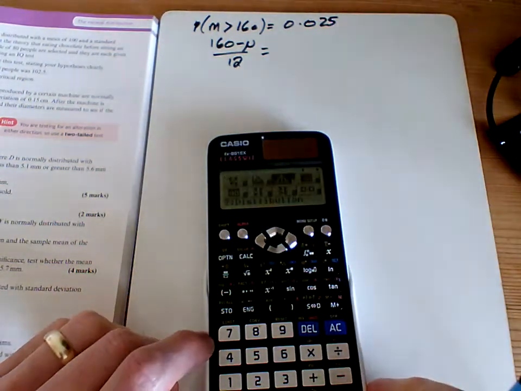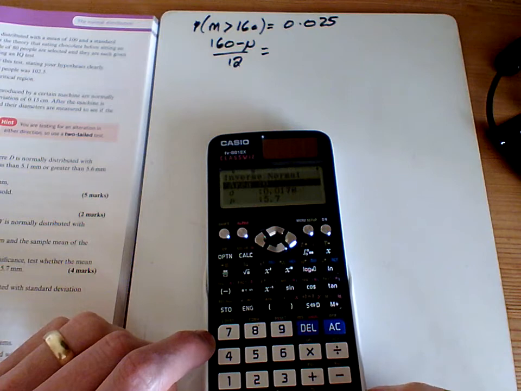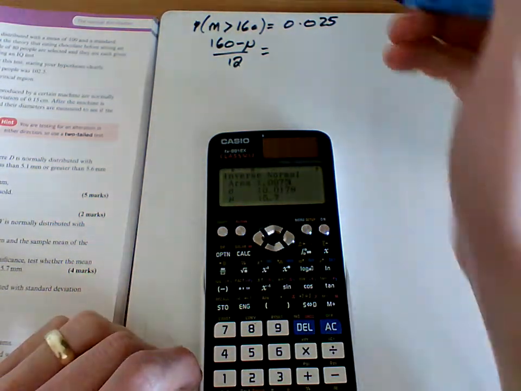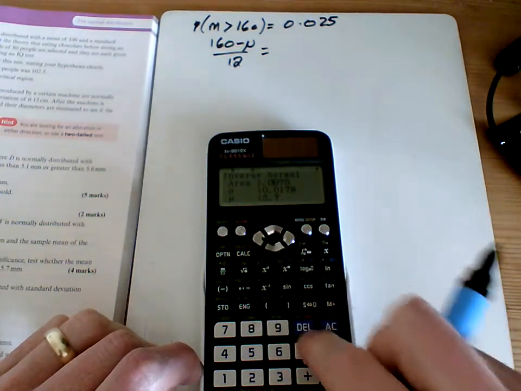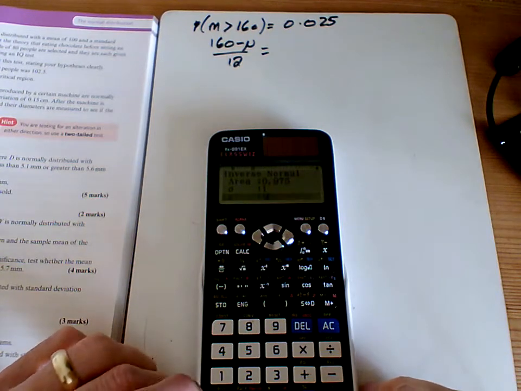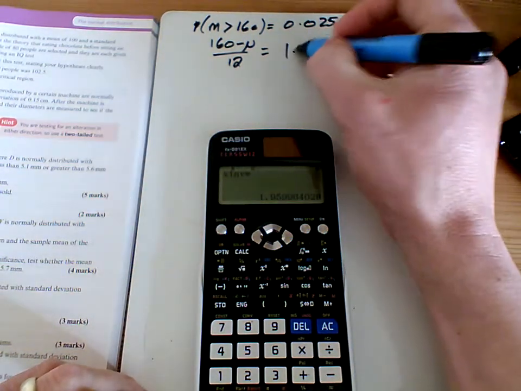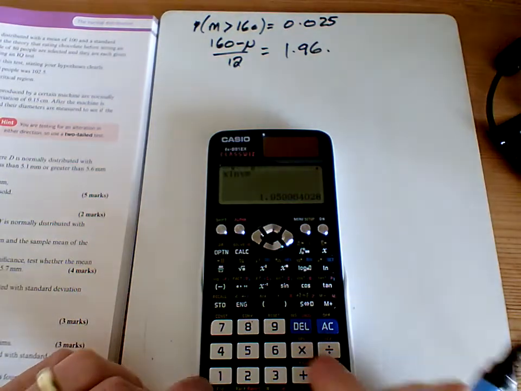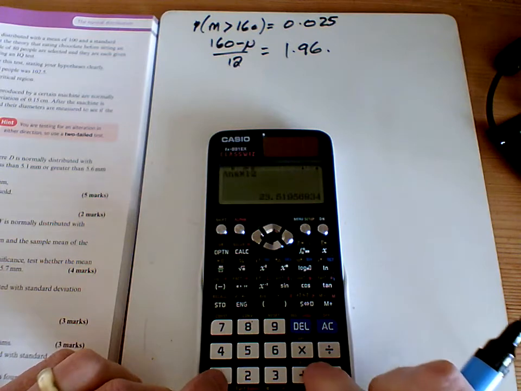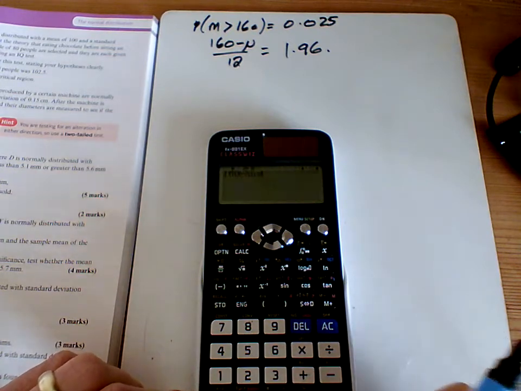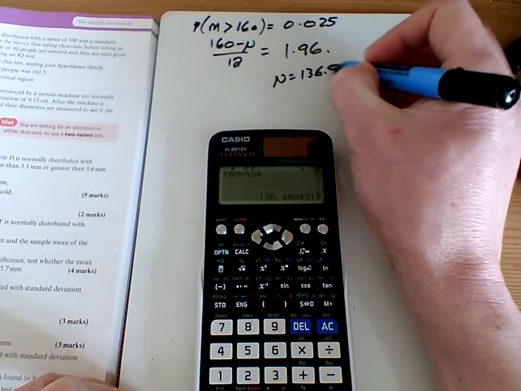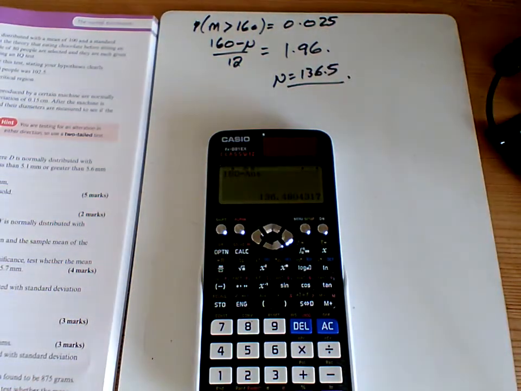and the backwards normal with an area of 0.975, a less than, remember, 0.975 here. A standard deviation always of 1 and a mean of 0 tells us that we are 1.96 standard deviations away from the mean. Times that by 12 and take it away from 160 gives us that the mean is 136.48 or 136.5.